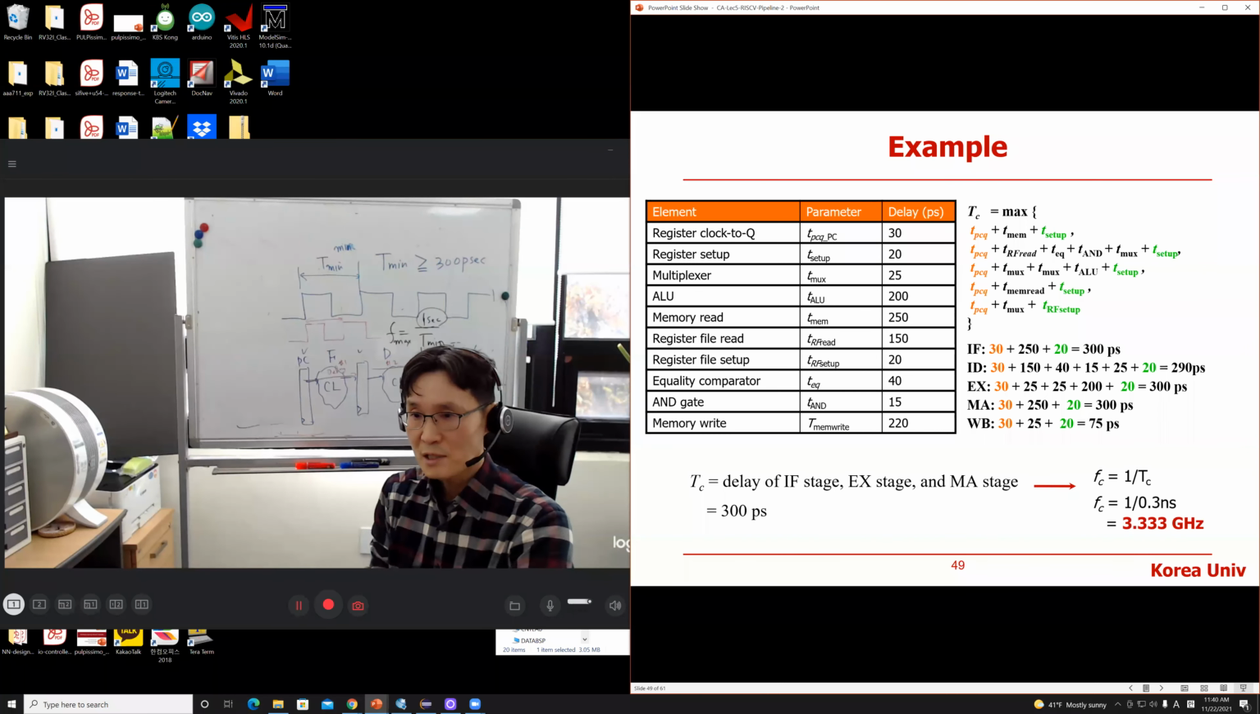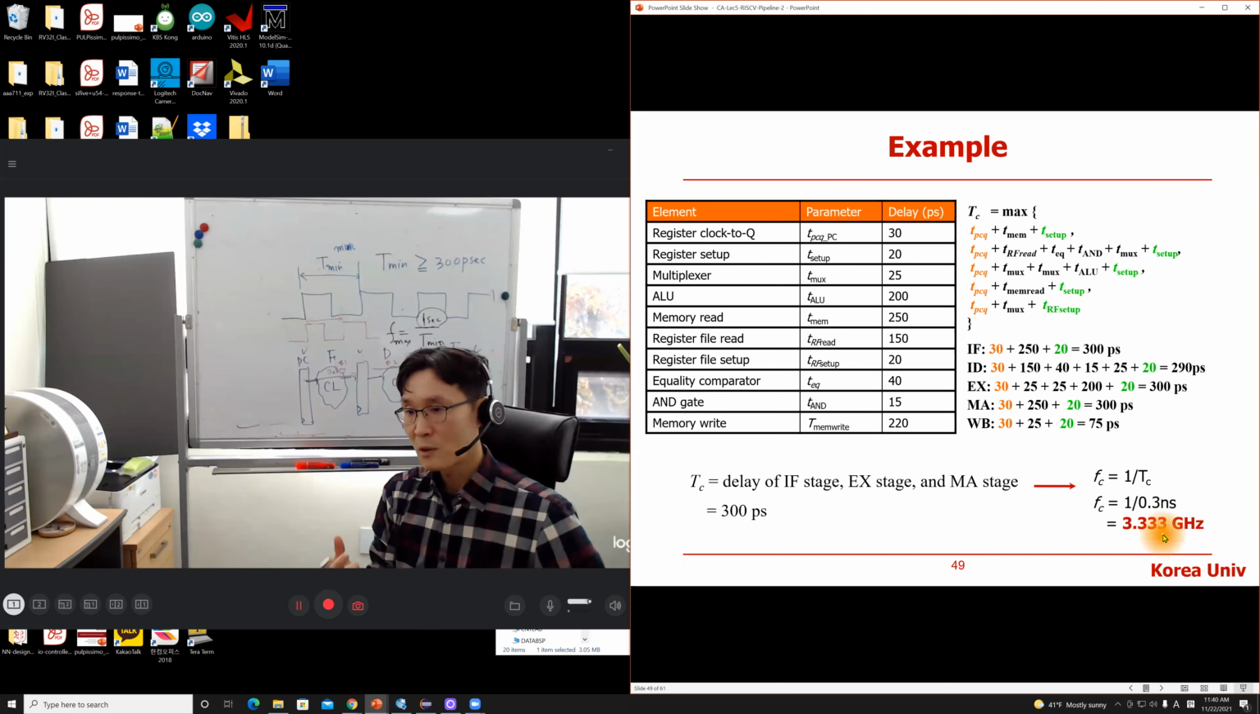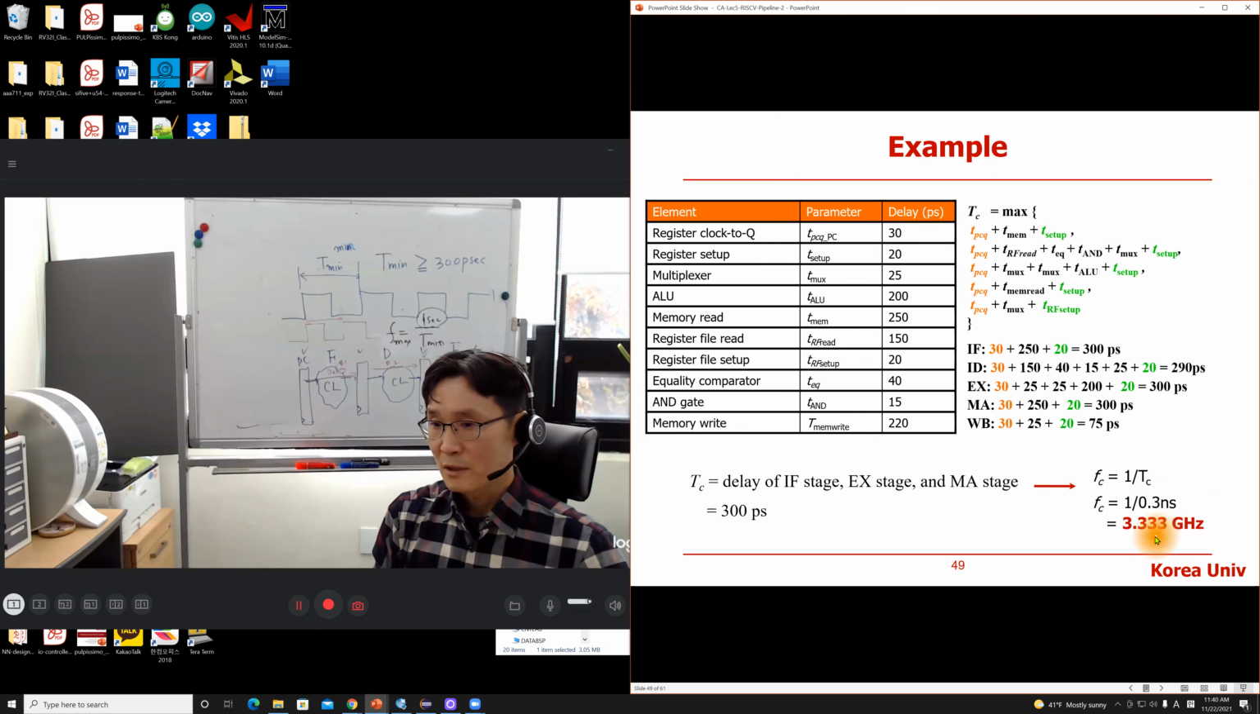So if you do simple math, 300 picosecond is equal to 0.3 nanosecond. Nano is what? 10 to the minus 9, right? Then that is 3.333 gigahertz, roughly. Okay, so our pipeline CPU is able to run that clock frequency. That is the maximum clock frequency, maximum. Okay.